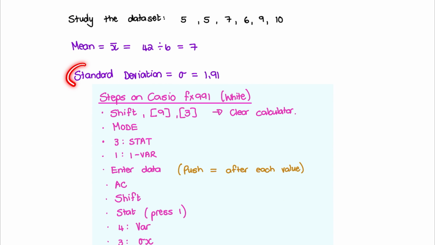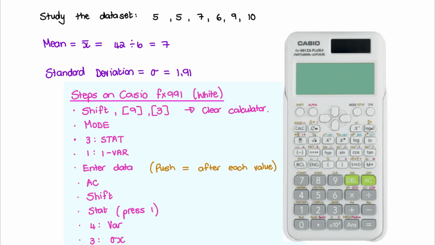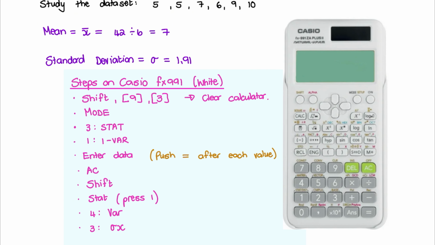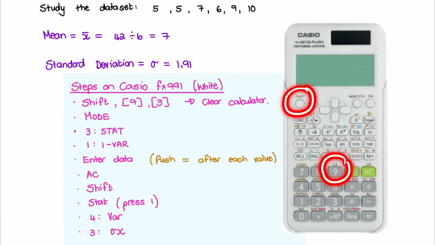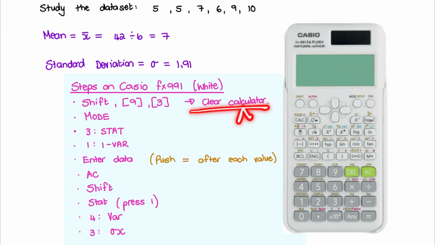Now for the standard deviation, we would need to use a calculator. So here is a little picture of the calculator that I use in my classroom, and the steps that you need to follow for the standard deviation based on a Casio calculator are as follows. First thing that you need to do is press Shift and then 9. That will prompt your calculator to clear the data. So what we want to do is clear the calculator from all previous information or data that we have entered into it.